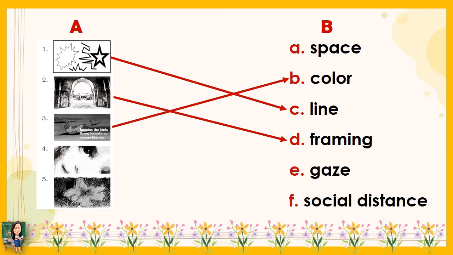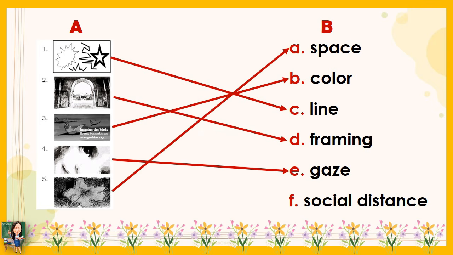Number 4. What concept is portrayed with this image? Very good. The answer is letter E, gaze. And number 5. What concept is portrayed with this image? Very good. The answer is letter A, space.